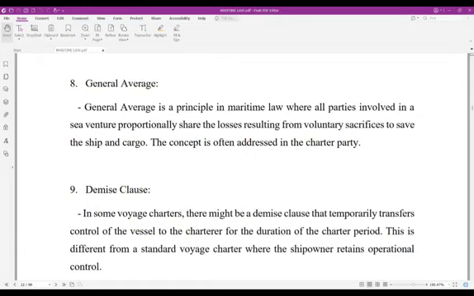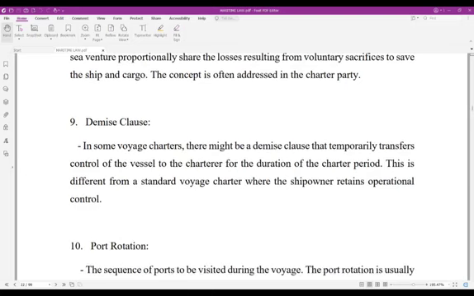The demise clause. Here, in some voyage charters, there might be a demise clause that temporarily transfers control of the vessel to the charterer for the duration of the charter period. This is different from a standard voyage charter, where the shipowner retains operational control.